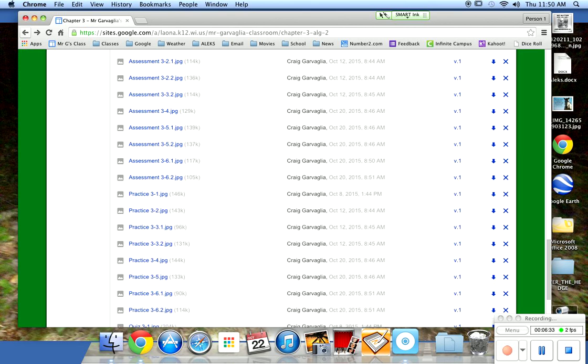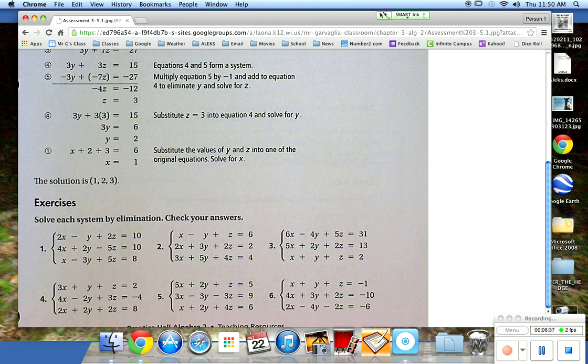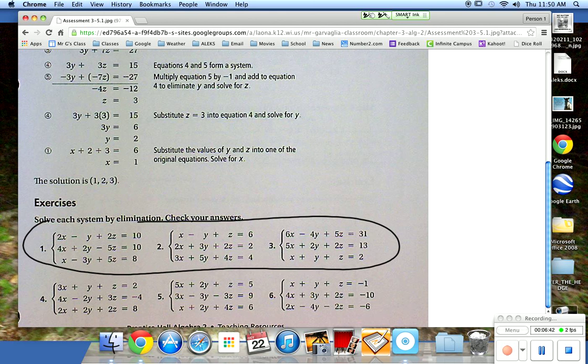All right. I will put this back up for you, Preston, so you have it. We're doing 1, 2, and 3. These are by elimination. Don't worry about substitution. Substitution will do 2 equations.